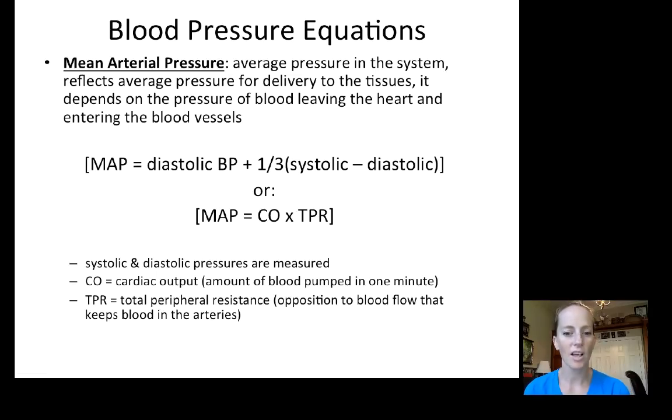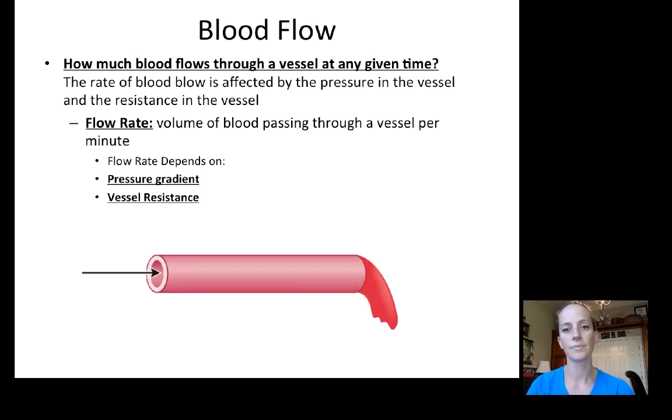So we're going to measure systolic and diastolic pressures and use this to calculate. We can then look at how the cardiac output and the total peripheral resistance, or the opposition to the flow, is affecting the arterial pressure. Again, this all goes back to how much blood is getting delivered to the tissues so that they can exchange materials to and from the tissues.